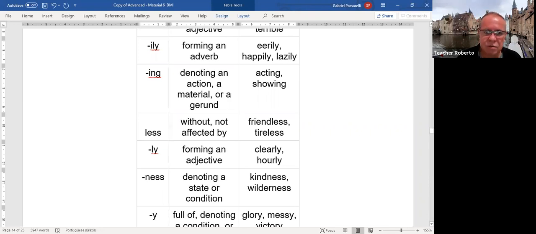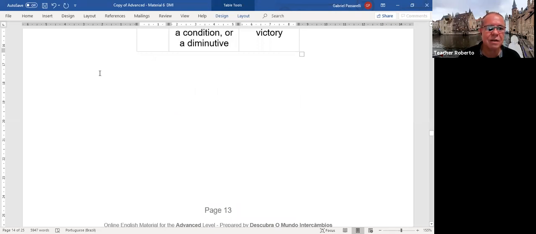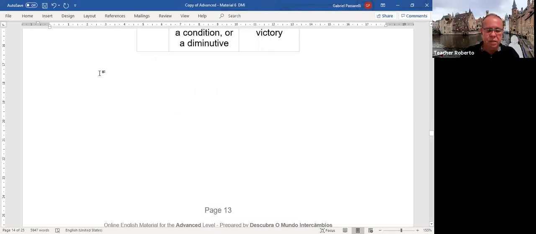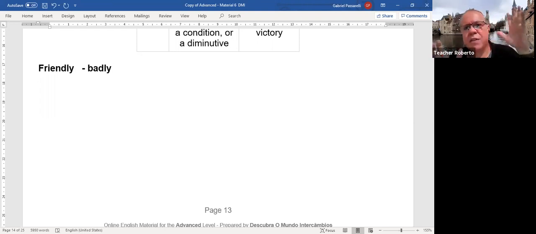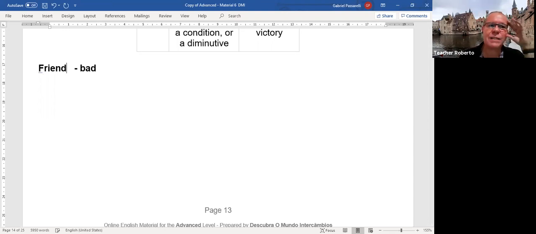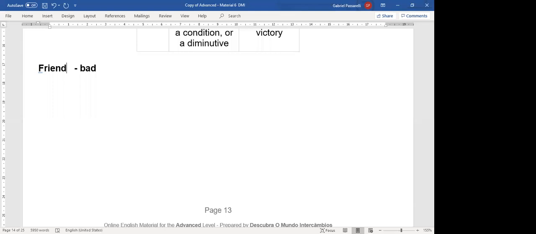It's difficult to write out of the box. For example, friendly, okay, and badly. Okay, they have nothing in common, but are they both adverbs? No. How do I know this? Just by looking. It's easy. Remove the ly, which is a suffix. And what do you have? Friend. That's a noun.